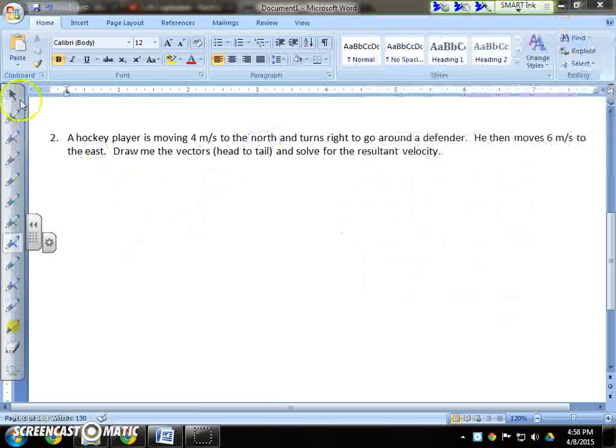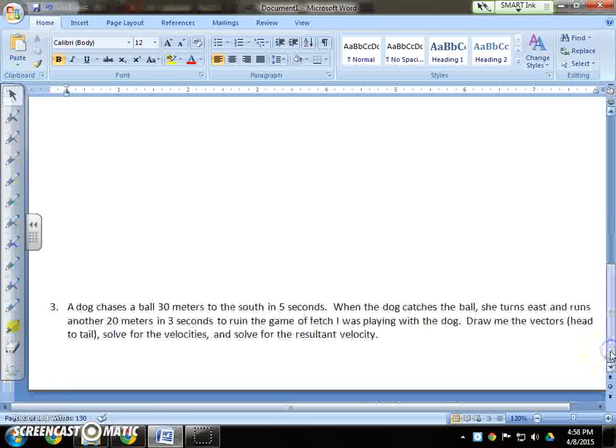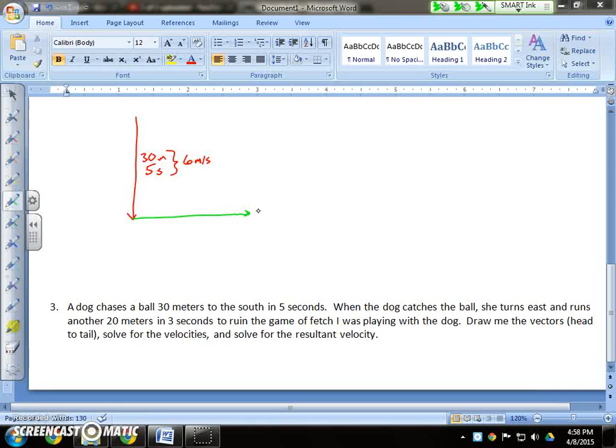And moving our way down to the final question, this is definitely as complex as it gets. We're going to talk about a dog chasing a ball. So in this example, the dog chases the ball south for 5 seconds. So we've got a south for 5 seconds, and that's 30 meters in 5 seconds. And doing a little bit of quick mental math, 30 meters in 5 seconds, displacement divided by time, ends up giving us 6 meters per second for an actual velocity there. The dog catches the ball and turns east and runs another 20 meters in 3 seconds. So we drop this guy, nice little arrow there. We're traveling 20 meters in 3 seconds, and this will give us a nice little 6.67 meters per second.